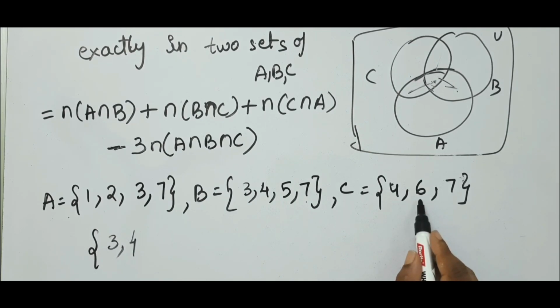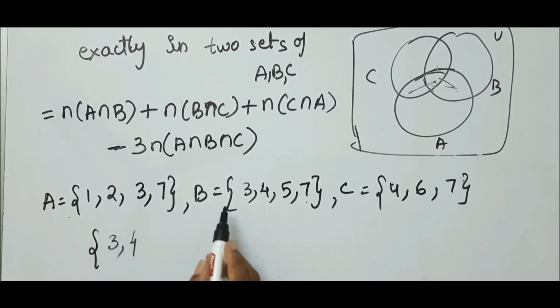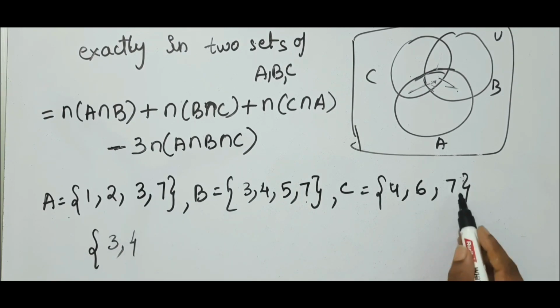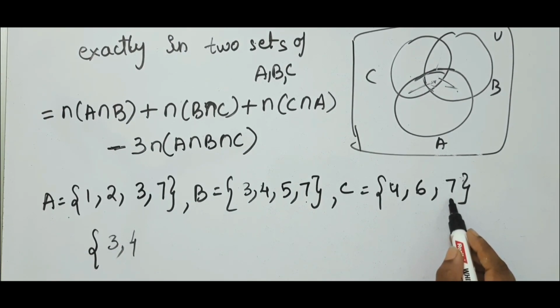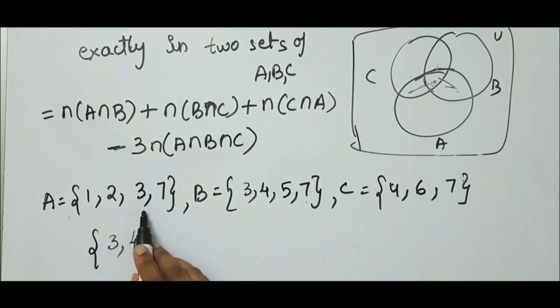Next, if you take 6, it is not in set B and set A. So we cannot take it. Next, element 7 is there. Element 7 is in set B and set A, is it not? So that also we cannot take into consideration. So we got 2 elements.